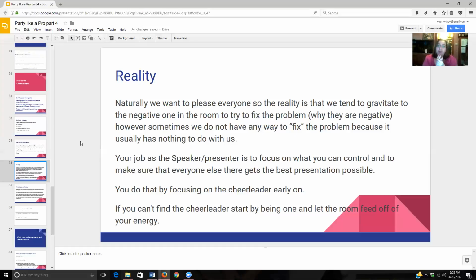So we do that by focusing on the cheerleader and focusing on them early. We want to get that energy up. We want to get the excitement up. We want people to really be excited and ready and attentive to learn, not having everyone focus on that person who's negative, which only makes the situation worse, okay? If you can't find a cheerleader in the room, though, then you need to try to be one yourself. Okay, be the cheerleader to start everybody off and help get everybody in that mood and let them feed off of your energy.